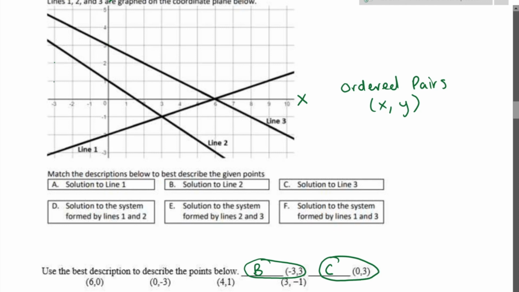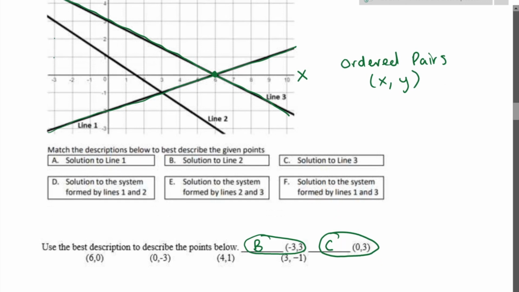Okay, next one is 6 and 0. So where is 6 on the x-axis? Right here, and 0 is on that line. It's the point of intersection. So which lines are intersecting? Well, it's line 1 and line 3. So this is the answer to line 1 and line 3. So solution to the system formed by lines 1 and 2? No. Solutions to the system formed by line 2 and 3? No. Solutions to the system formed by line 1 and 3? Yes. So 6 and 0 is F.